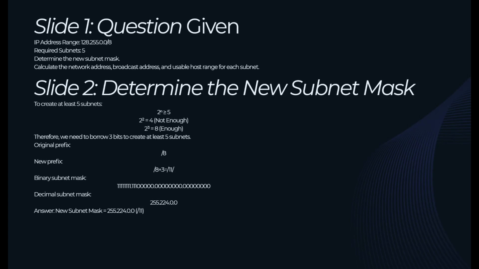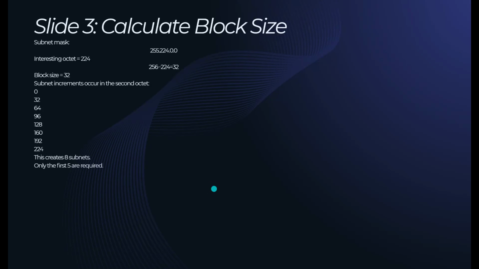Next, we determine the subnet mask. A /11 prefix corresponds to the binary subnet mask 11111111.11100000.00000000.00000000. When converted to decimal form, it becomes 255.224.0.0. Therefore, the new subnet mask is 255.224.0.0, or /11. Now, let's calculate the block size.